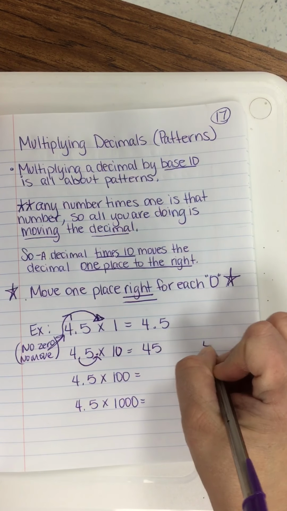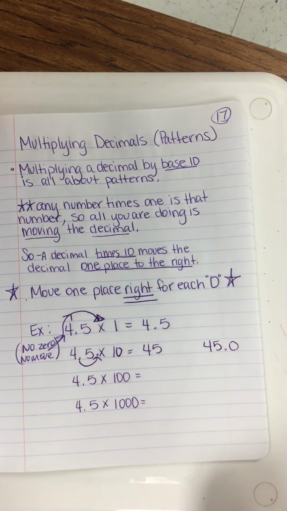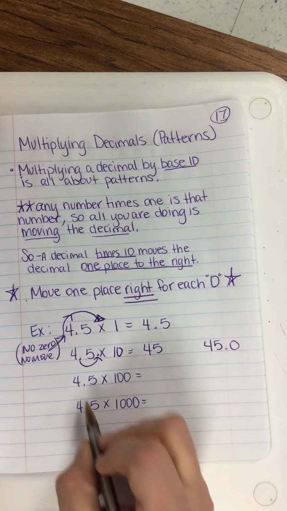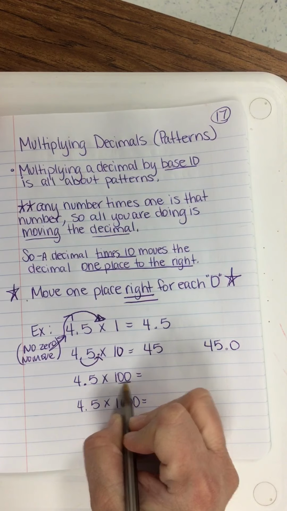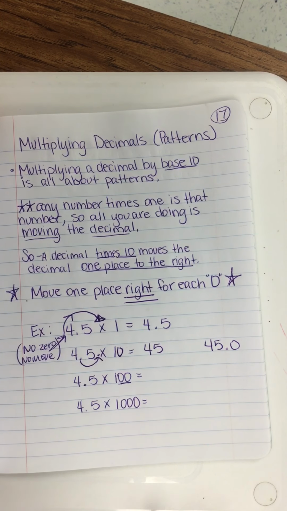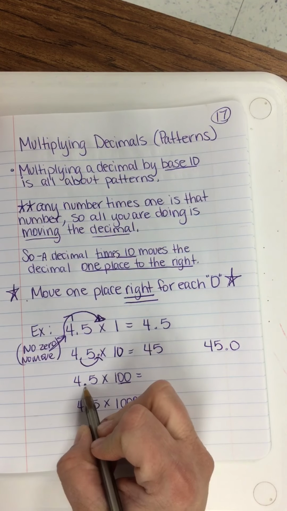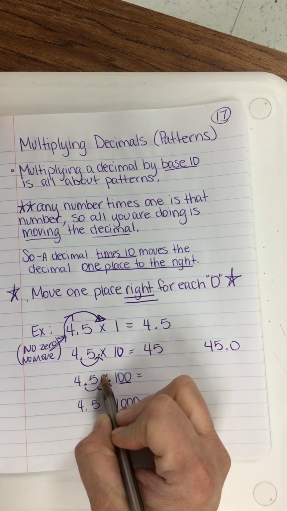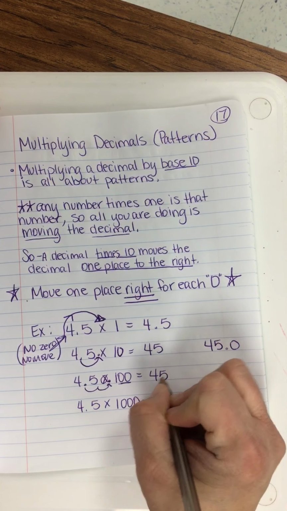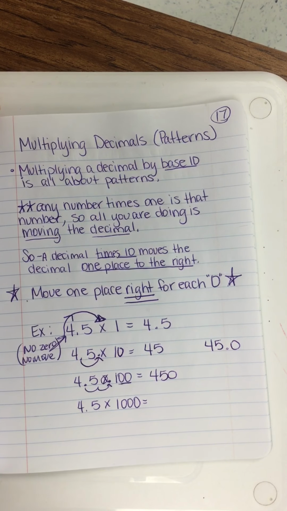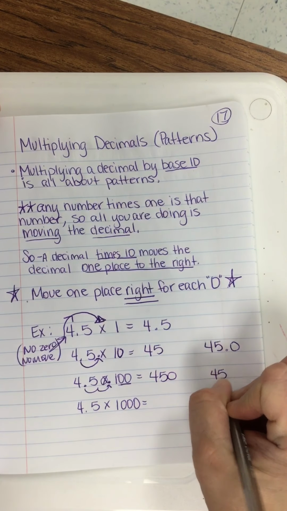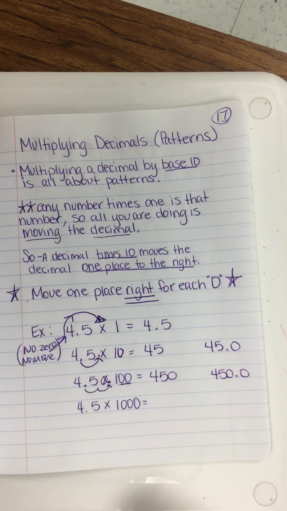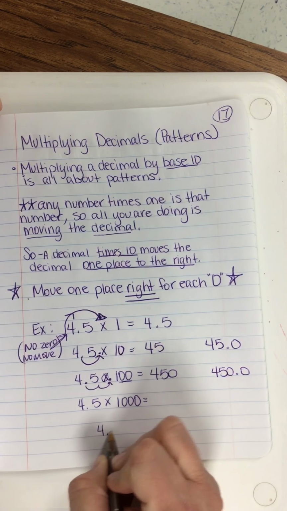You could even say 45.0 if you feel the need to leave the decimal, but you don't have to. The answer is 45. Okay, 4 5/10 times 100. There are 2 zeros in the number 100. So the decimal is going to be moved 2 places to the right. 1, 2. There's my decimal now. We fill in the hole with a 0. So the answer is 450, or you can say 450.0. Both are correct.